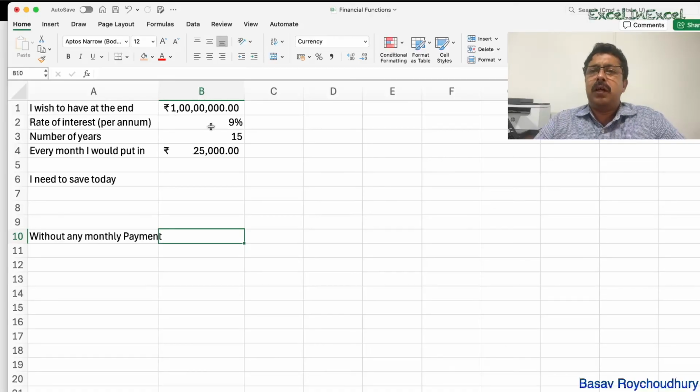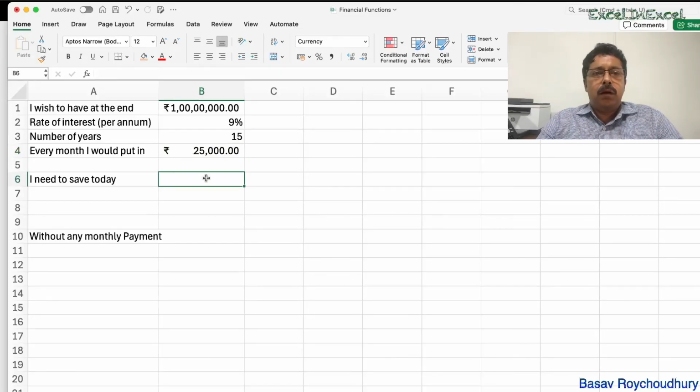Maybe this time I'm putting my money in a mutual fund, and I expect the mutual fund to return me around 9% interest per annum. I want to keep this happening for 15 years, and I want to put every month 25,000 rupees. Every month I am going to put 25,000 rupees for 15 years at 9%. I want to reach the goal of 1 crore. The question is, what should be the amount today that I must have in my hand, which I should also deposit in order to get that 1 crore?